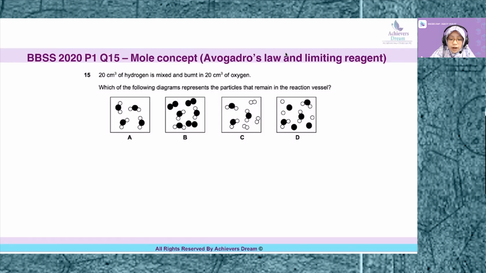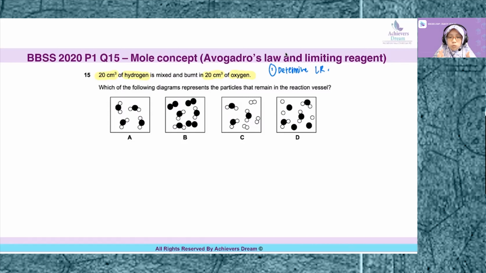20 cm cube of hydrogen is mixed and burned in 20 cm cube of oxygen. Why is mole concept involved in this question? It is because they provide you with the volumes of both reactants. Whenever they provide you with two pieces of information, most of the time you will have to determine the limiting reagent, the LR. So how do we determine limiting reagent? We will have to look at the mole ratio.